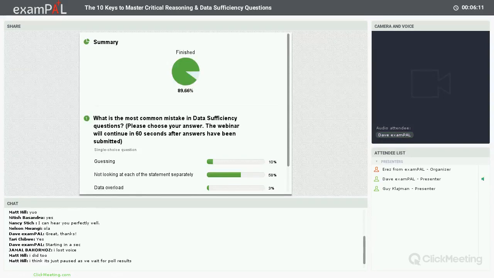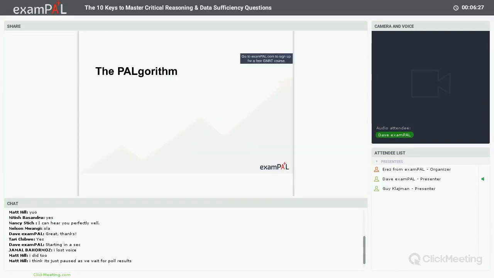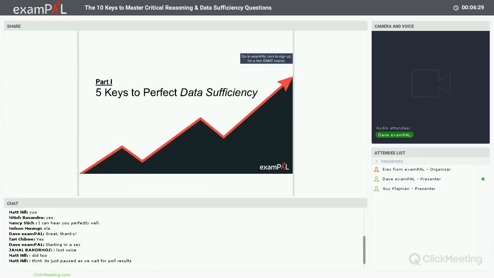So as we can see now on our poll, most of you said not looking at each of the statements separately. And in our experience, that is the reason. In fact, based on our data from over 10,000 students, that's what it's mostly about. And we're going to talk about that in a minute when we start talking about our 5 keys to perfect data sufficiency.